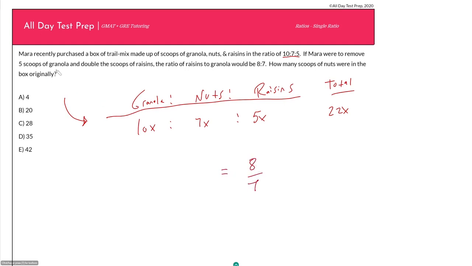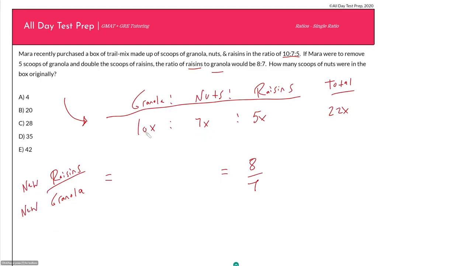So right now, what is equal to 8 to 7 in words? It is my ratio of raisins to granola. So I do not hesitate to write that. Even if it takes me an extra 10 seconds, it helps me think in a little bit more of an organized way. I'm happy to do it. So it's really my new raisins to my new granola after this change occurs.